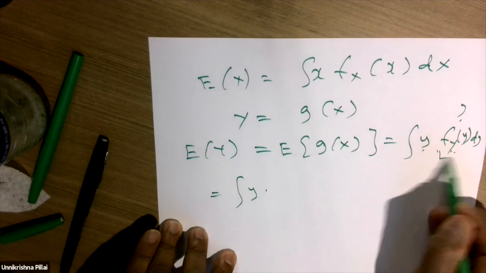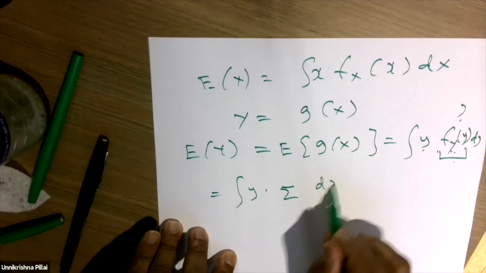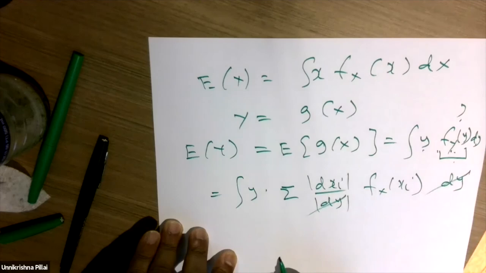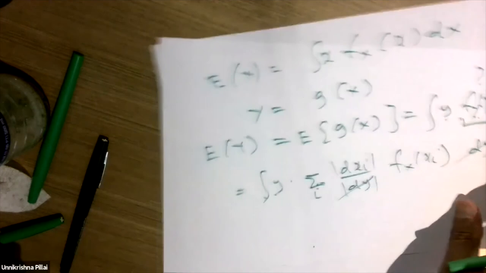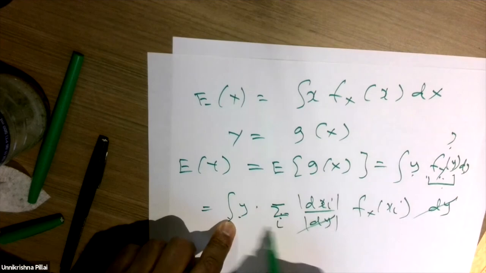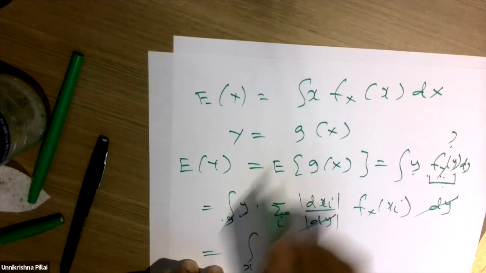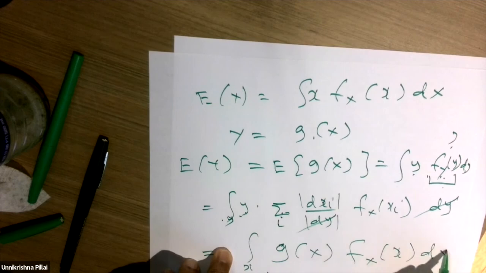So that's going to be summation of dxi by dy multiplied by fX(xi) multiplied by dy. So the dy dy cancels. These summations, over the index, are over multiple roots. This integration originally was on y, so now you are translating it into dx's. This integration together with all the roots will give you an integration over x. So the formula becomes y, but y is g(x), so this is g(x) multiplied by fX(x) dx. This is an important formula. The reason is you don't need the density function of Y.